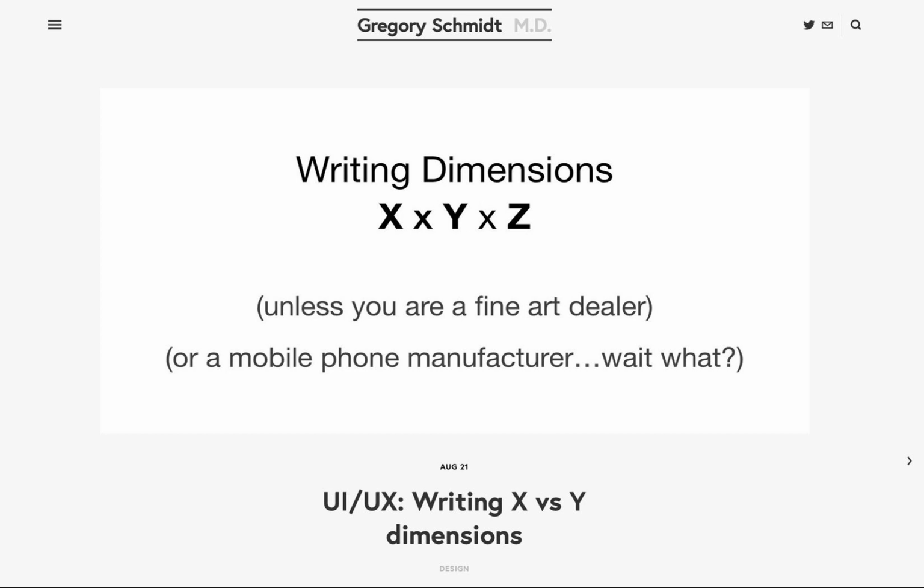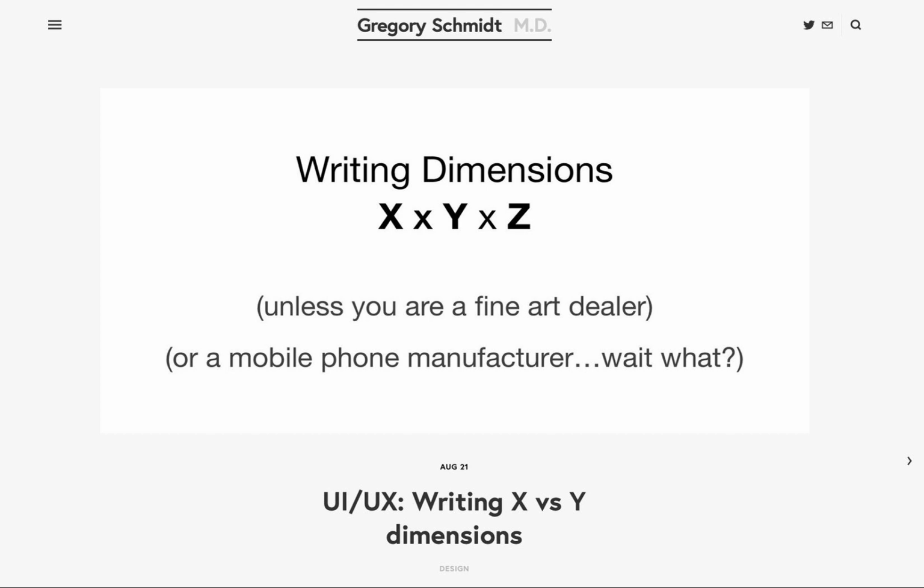Now, it might seem perfectly obvious and unnecessary to write an article explaining that when we write dimensions, we write horizontal, vertical, and depth, X, Y, and Z. But the reason I went down this rabbit hole was that if you look at the way that mobile phones and their displays are written, the screen dimensions are actually written as vertical and then horizontal. And yeah, this definitely seems backwards to me.